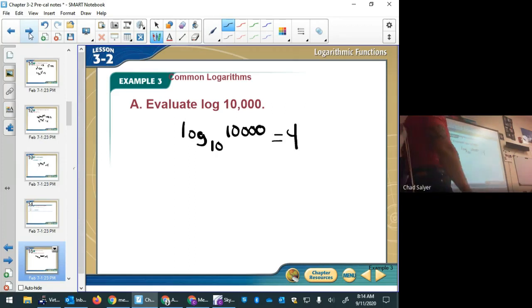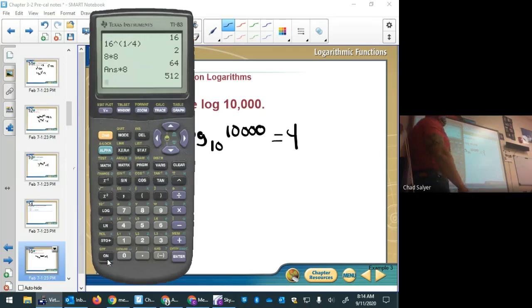And the advantage here is this one is on your calculator, so those more exotic bases are not, but the common log is on your calculator, so we can check ourselves.